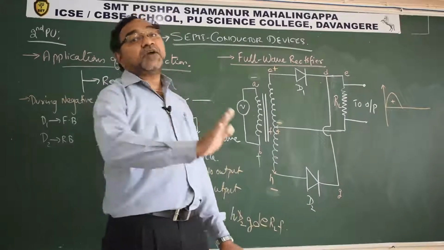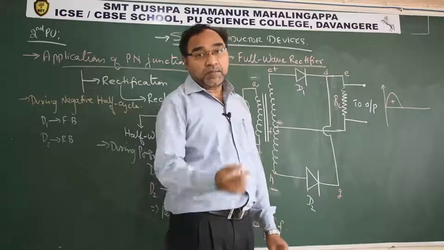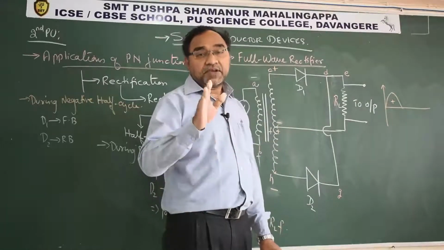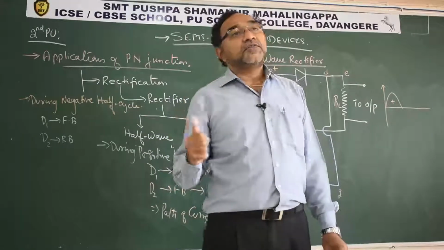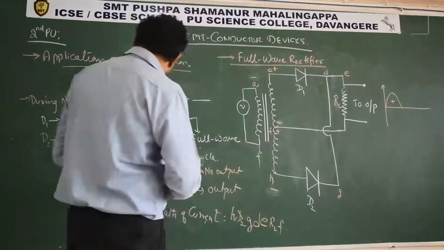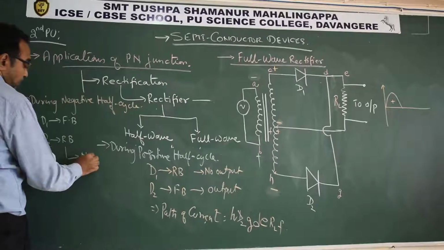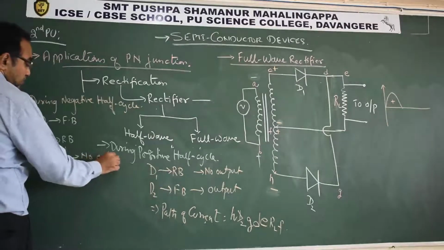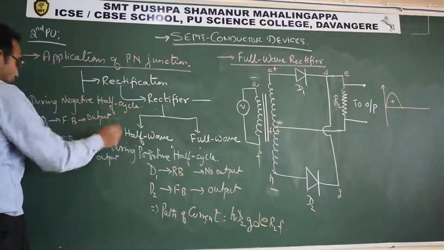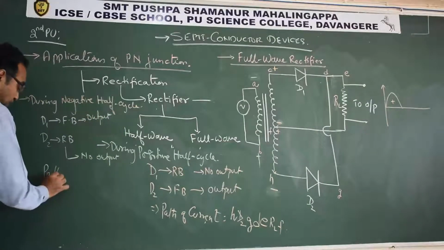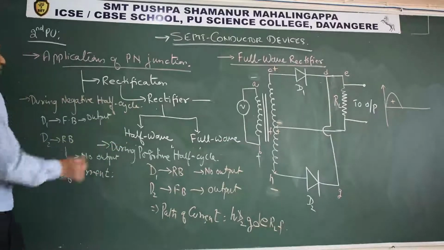In case of half wave, we saw the diode was conducting in only one situation. But observe here, in the AC which has a positive and a negative lobe both, the diode is conducting in both situations. D2 is reverse bias, so it has no output. But D1 is forward bias, so there is output. So if there is output, the question arises, what will be the path of current?